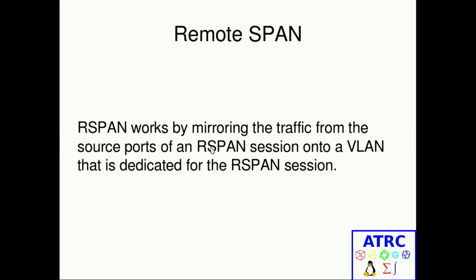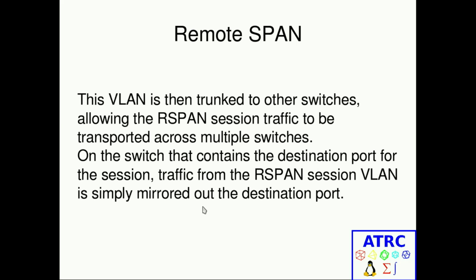RSPAN works by mirroring traffic from one of the source ports and transfers all of that through a VLAN. The VLAN has to be trunked, and all the switches in the way have to be told not to mess with the traffic.